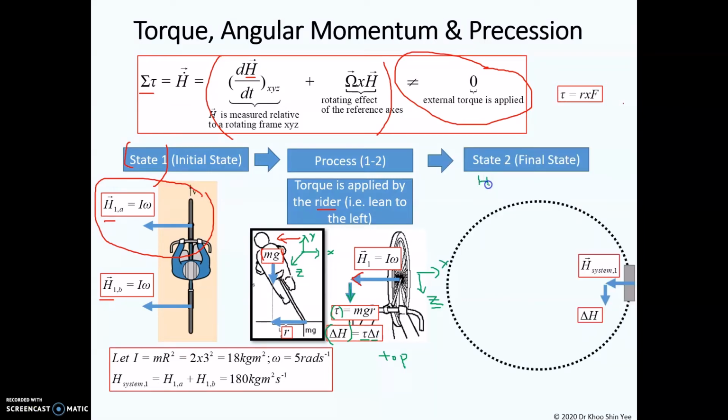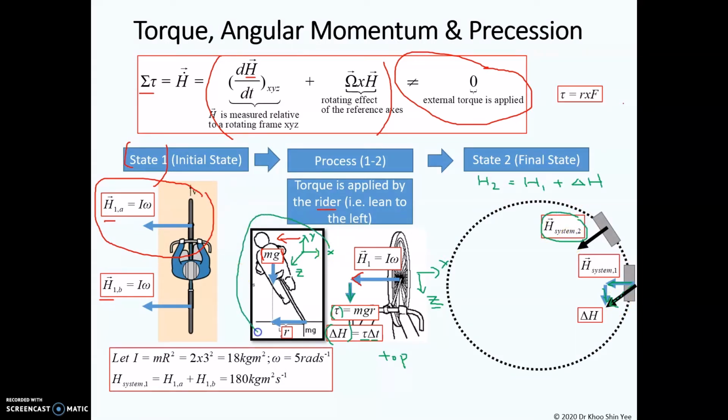So we know that H2 is equal to H1 plus delta H, and we draw H1 and delta H in this direction. Where is the direction of H2? From here you should be able to predict that the resultant of these two vectors is H2. Therefore, the wheel will spin in this direction after we apply the torque. So this is the new H2.